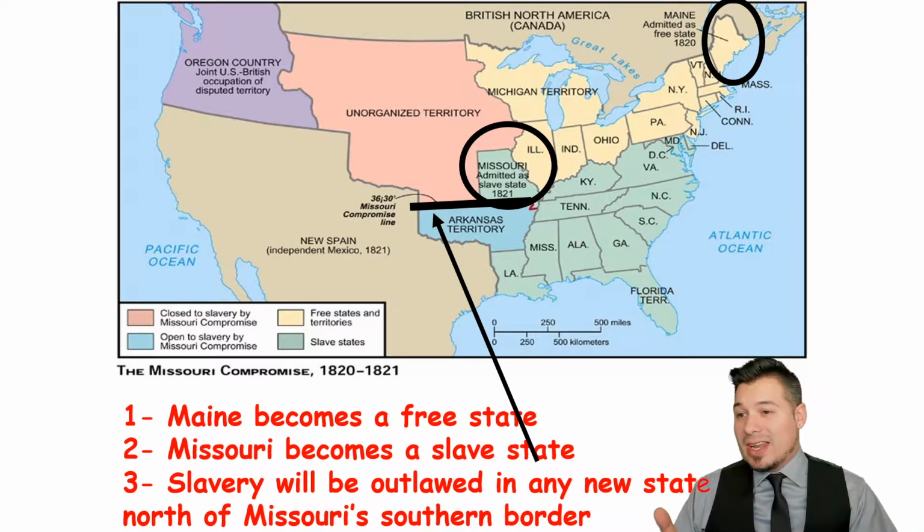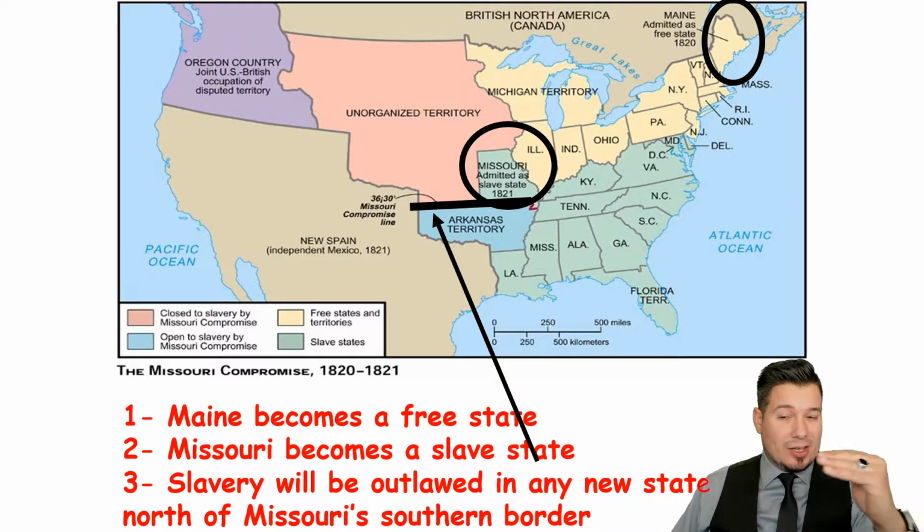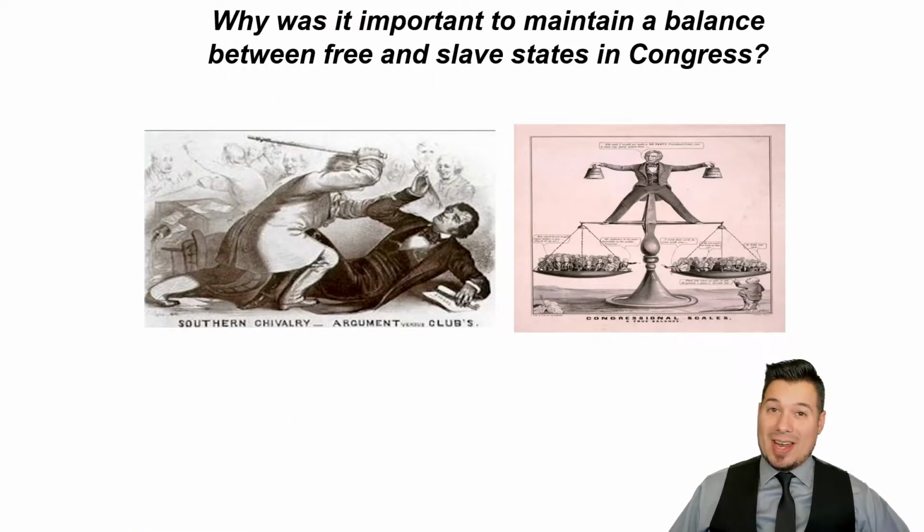Now, that really only extended until the border of Mexico at the time, as Mexico did own all the area you see on the map right here. So again, that line technically only extended right to there. The issue comes after, because years later, we expanded. Now, why was it important to maintain a balance between free and slave states in Congress?